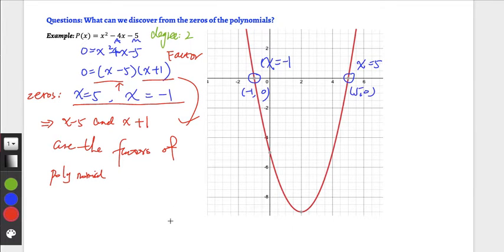When we factor a quadratic function, or even a polynomial, for example, I factor this equation as this. I just want to remind you again, each part is called a factor of the polynomial.